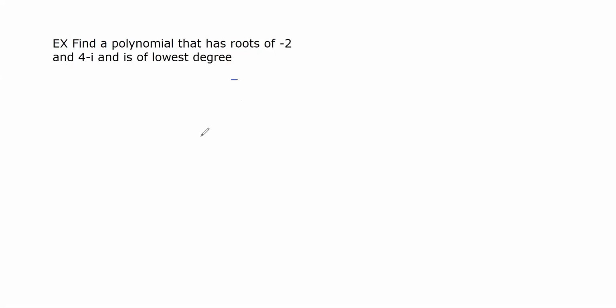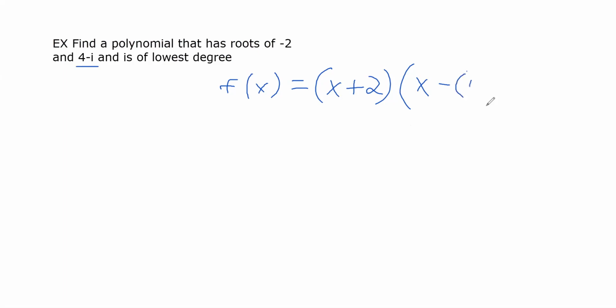Okay, so let's analyze each of those. This means -2 is a root, which means that x plus 2 needs to show up as a root to that polynomial. It also has a root of 4 minus i. When we write it as an actual factor, it's going to be x minus 4 minus i.